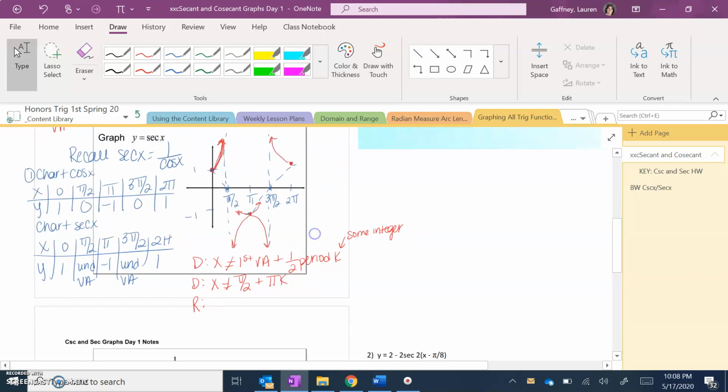And your range here is going to be the same idea as cosecant, negative infinity to negative 1, because that's where that red graph exists. And then it picks back up at 1 and goes up to infinity.